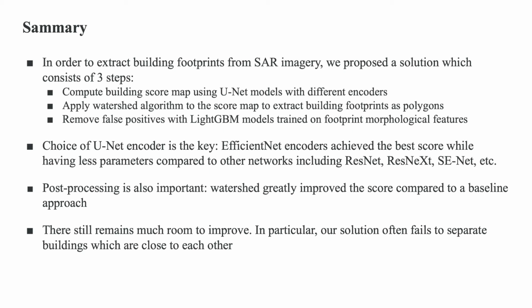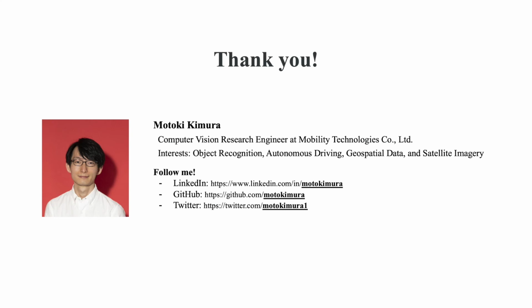One of the keys is the choice of U-Net encoder. EfficientNet achieved the best score while having less parameters compared to other networks. Post-processing is also important. Watershed greatly improved the score compared to a baseline approach. But there still remains much room to improve. Our solution often fails to separate neighboring buildings. Thank you for watching our video.